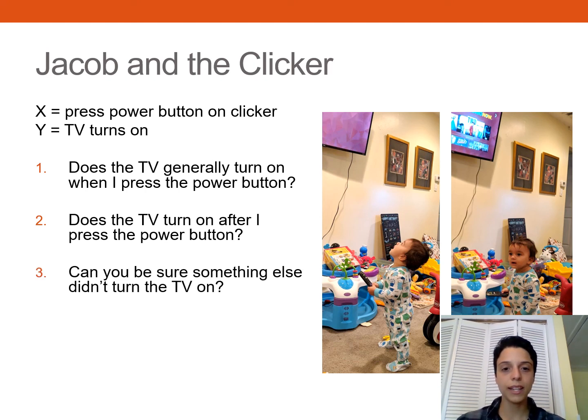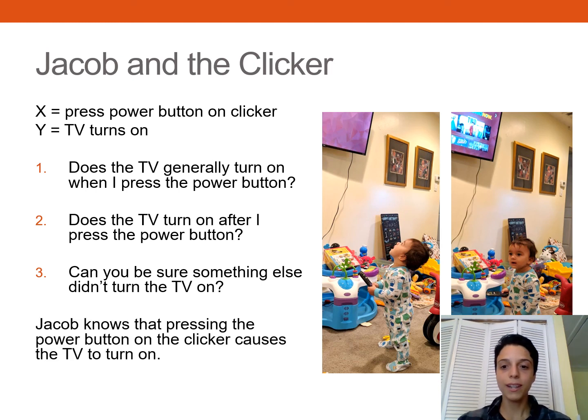And final criteria, can you be sure that there isn't some other factor causing this relationship that you've observed? So you notice that the TV usually turns on after you press the power button. But did something else turn the TV on? Was it the cat? We have to be able to rule out other causes of turning the TV on when you press that power button.